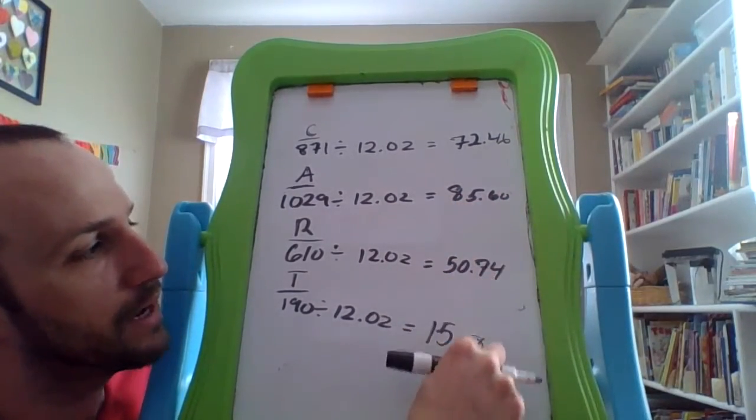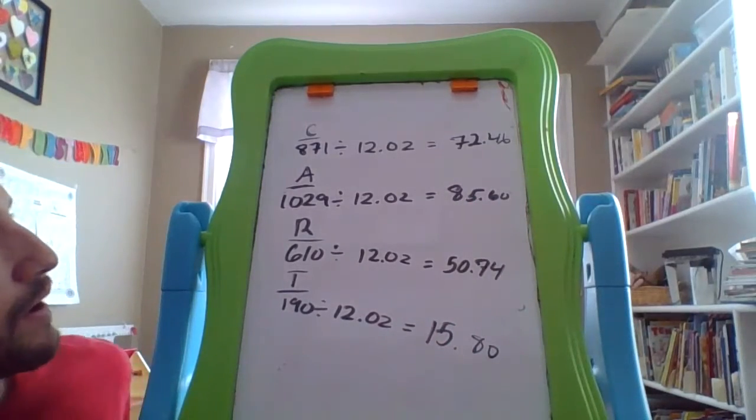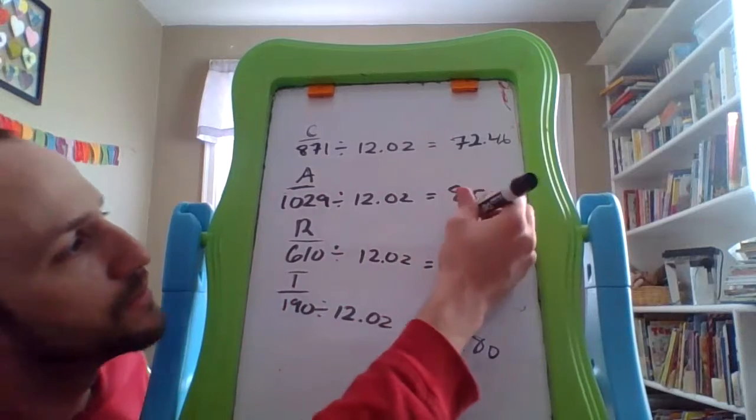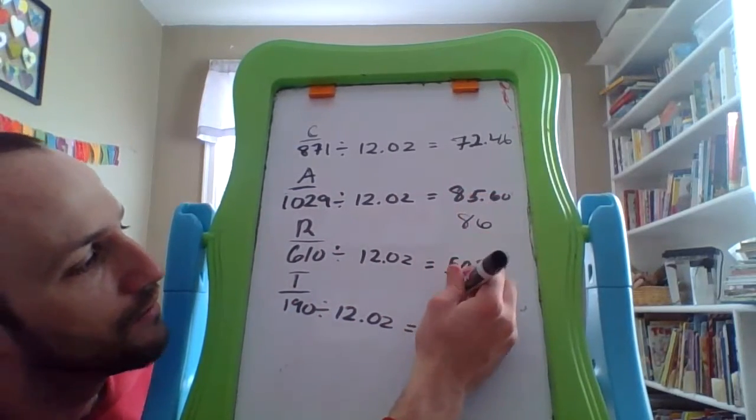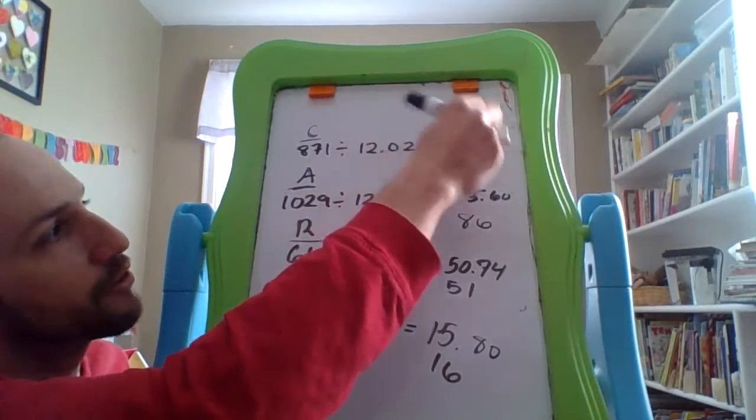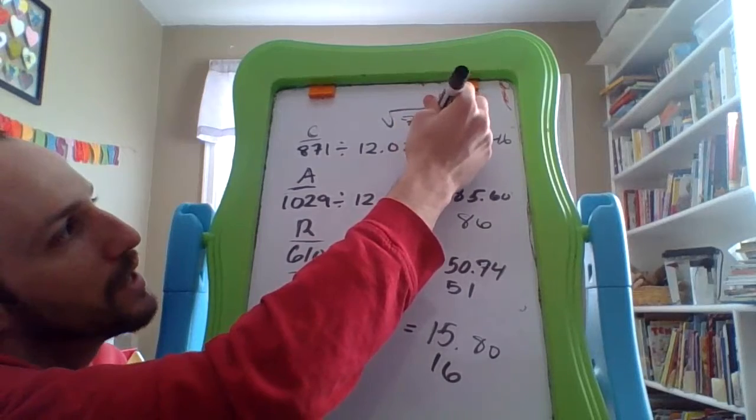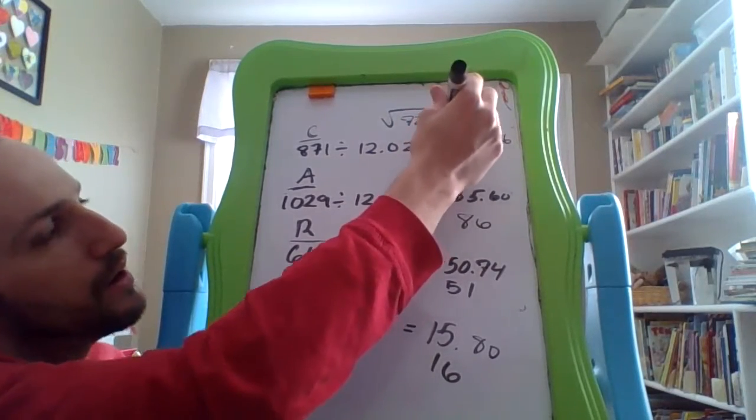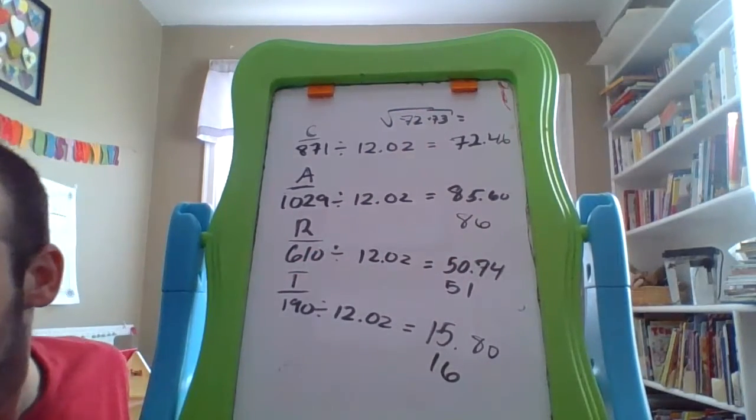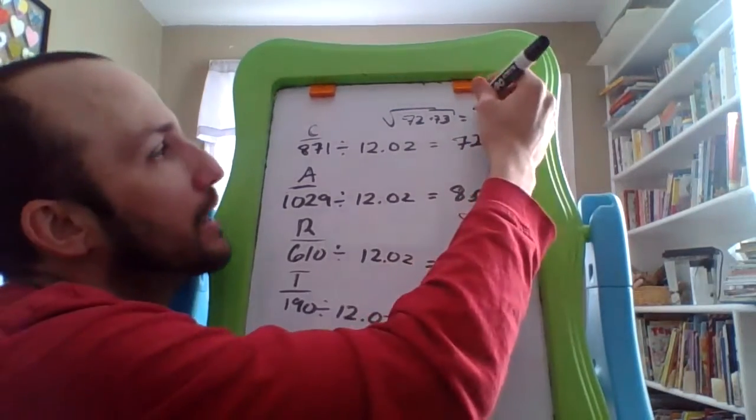These three, because they're still above 0.5, automatically would round up, right? So they would all round up. So this would be 86, 51, and 16. I want to know what the geometric mean is now. So the geometric mean of 72 times 73. Okay, what's that? All right, if I took the geometric mean of that, I would get 72.49.